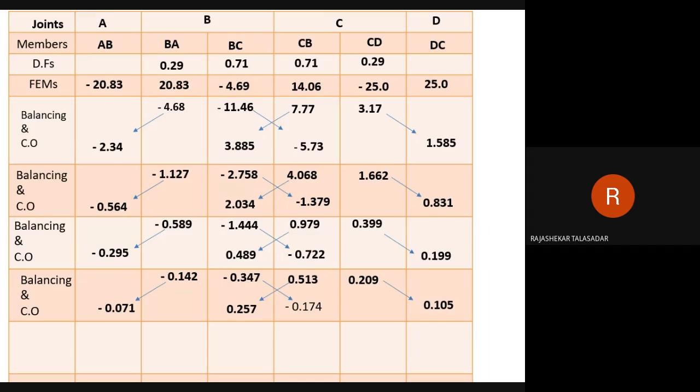0.489 into 0.29 will get minus, 0.489 into 0.71 will give this much. The unbalanced amount is minus 0.722. So the balancing amount will be plus 0.722 into 0.71, you will get this. 0.722 into 0.29, you will get this, then carrying over. Next, if you do one more cycle, you will get here plus 0.257. So it is an unbalanced amount. Balancing amount will be minus 0.257 into 0.29. You will get this. Is it correct? Yes, sir.